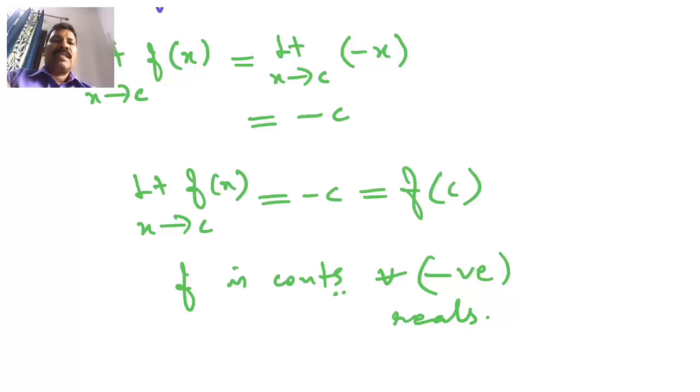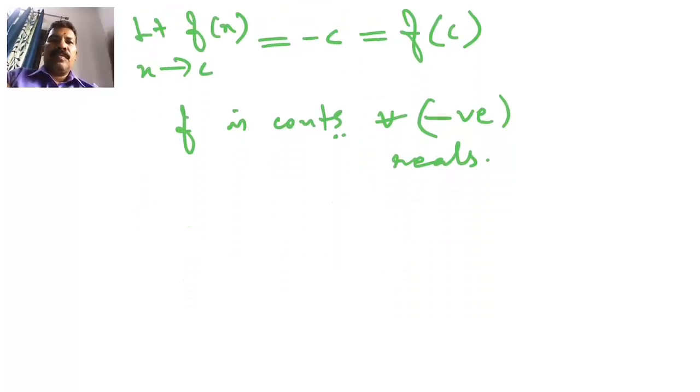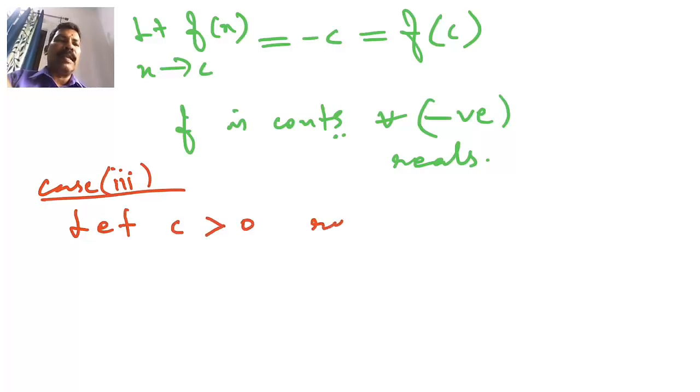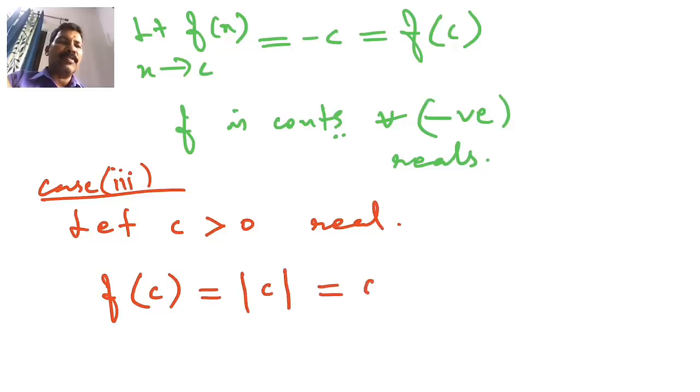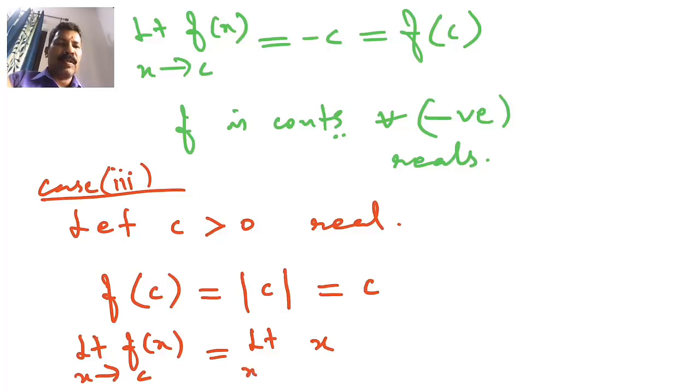Then we shall consider c to be a positive real number. So consider this as case 3. Let c be a positive real number. Then what about the value of the function at c? That is modulus c is equal to c only, because c is positive. Then what about the limit of f(x) as x tends to c? Here f(x) will be x only, because c is positive. So as x tends to c, that is equal to c.